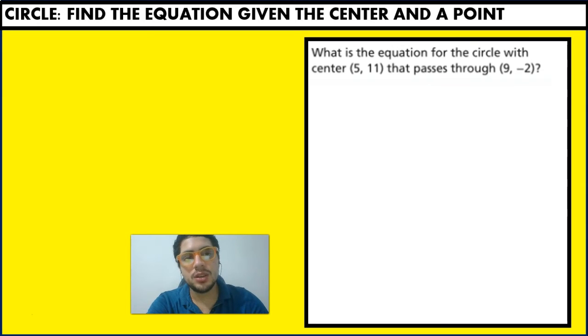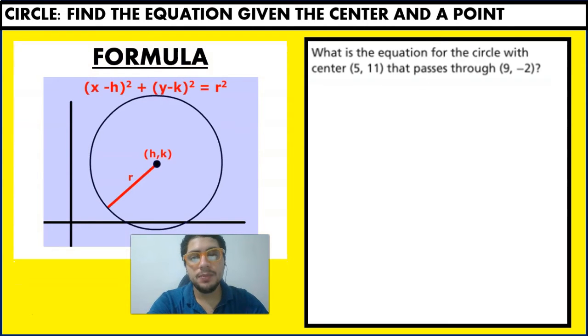Okay guys, in today's video, we're going to tackle the following problem. What is the equation for the circle with center (5, 11) that passes through the point (9, -2)? Remembering the formula of the equation of the circle, we have (x - h)^2 + (y - k)^2 = r^2.